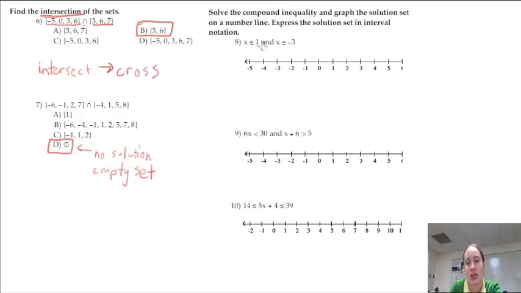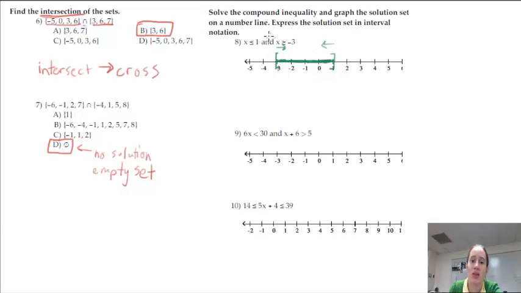So x is less than or equal to 1. At 1, we would shade to the left. x is greater than or equal to -3, so at -3 we'd shade to the right. And so what's happening is both of those have brackets, and we would shade in the middle of them because they're pointing towards each other. At 1, we're pointing to the left. At -3, we're pointing to the right. So we're shading what they have in common, which is here in the middle.